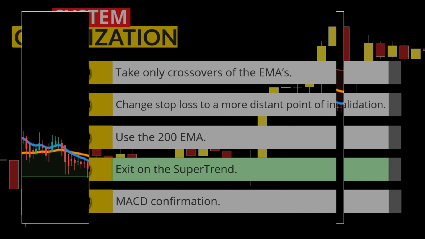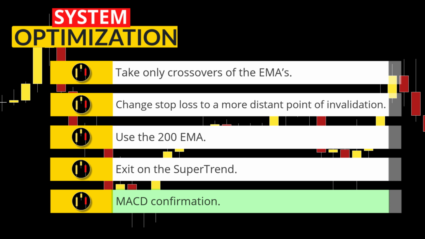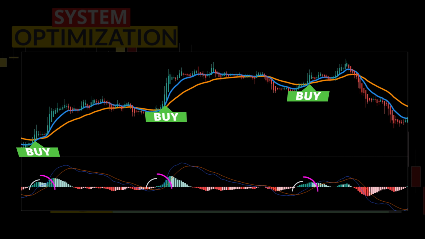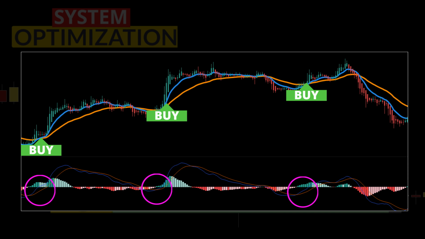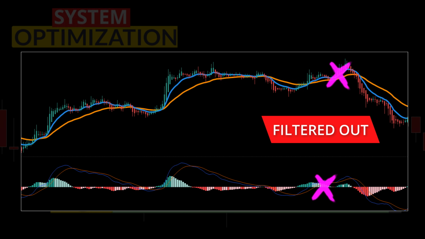exit your position. In addition, you can filter out bad signals by adding a MACD crossover feature to the system. Specifically, you can test only taking signals when the MACD and signal line cross up below the 0 line and vice versa for short signals.